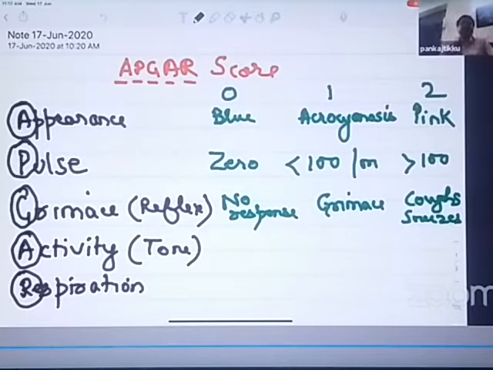Next, see the activity. How is the child lying on the table? The child is lying with his hands extended and the legs extended. There is no flexion present in any part of the body. So no flexion at the hip joint, no flexion at the elbow joint, no flexion at all. Give him a score of 0. No flexion at any part of the body. Give him a score of 0.